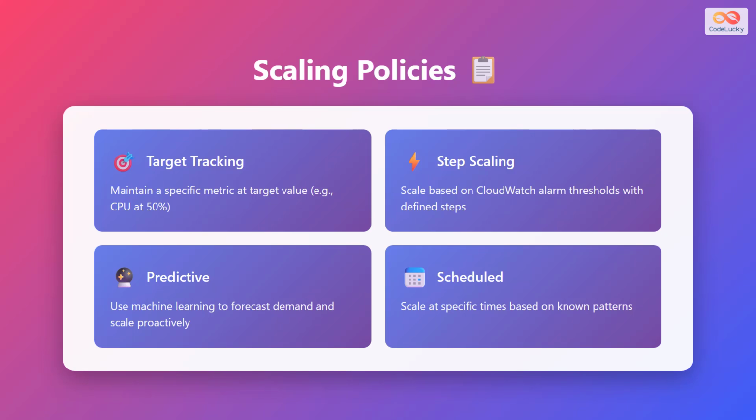Auto scaling offers four types of scaling policies. Target tracking automatically maintains a specific metric at your target value, such as keeping CPU utilization at 50%. Step scaling scales your capacity based on CloudWatch alarm thresholds with predefined steps. Predictive scaling uses machine learning to forecast future demand and scale proactively before traffic spikes occur. Scheduled scaling allows you to scale at specific times based on known patterns, such as increased traffic during business hours.